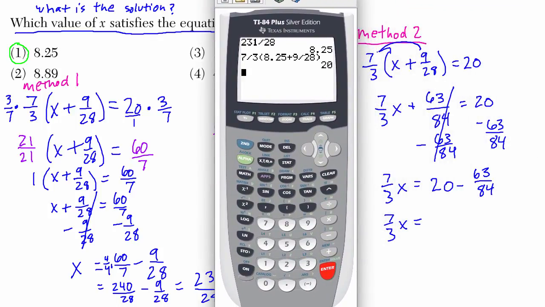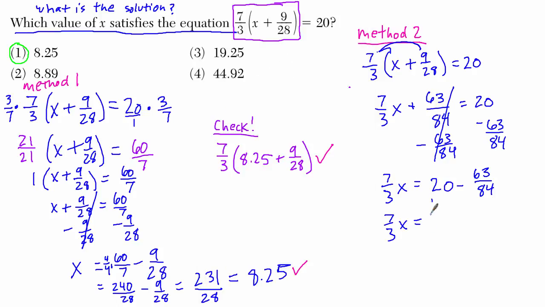So we want to figure out what 20 minus 63/84 is equal to. 19.25. All right, that is much nicer. I'm just going to leave it like that. All right, and now at this point, we can multiply by 3/7, or we can multiply by 3 and then divide by 7. We'd give you the same answer.